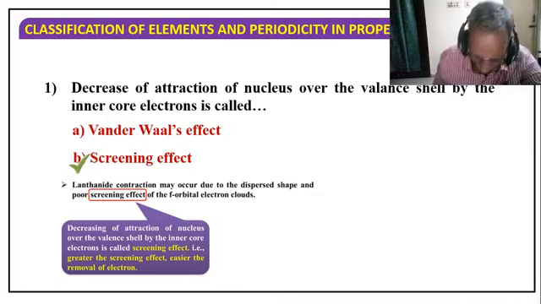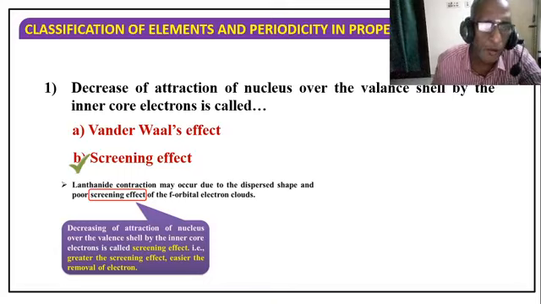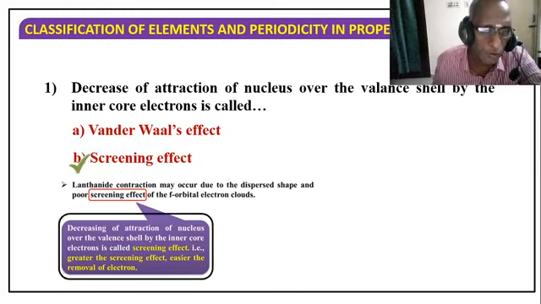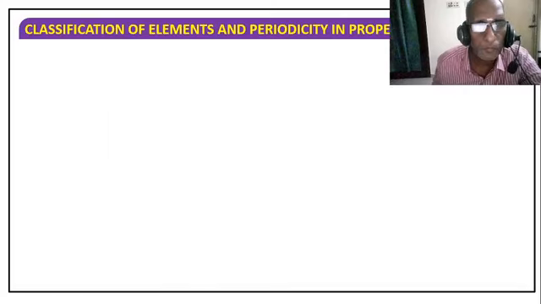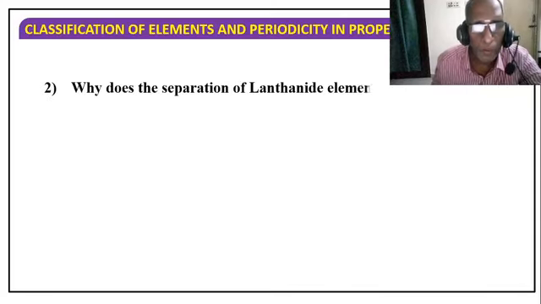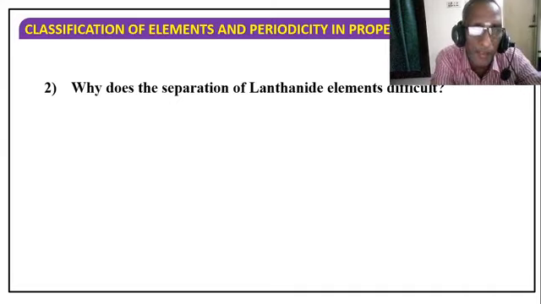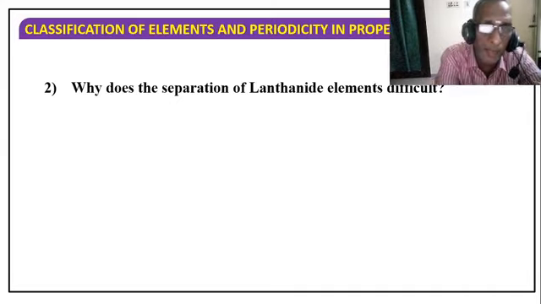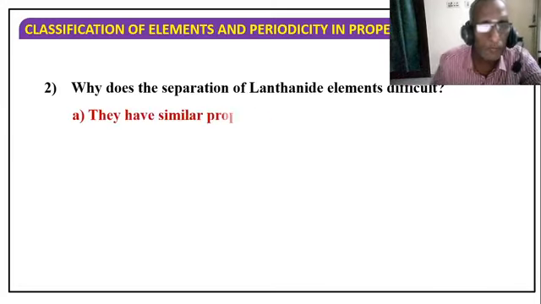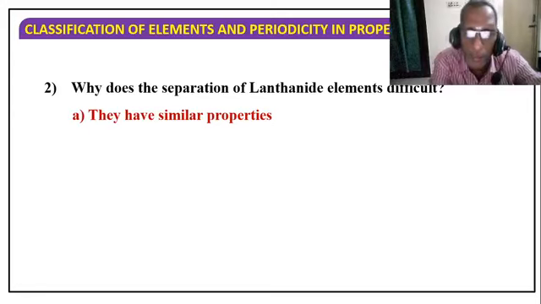Already we have studied. That is mentioned. Lanthanide contraction arises due to the screening effect. This point is to be noted, important. In a standard question, either screening effect will be asked or lanthanide contraction will be asked. What is the reason for lanthanide contraction? Because of lanthanide contraction, lanthanide elements cannot be easily separated. Why is the separation of lanthanide elements difficult?